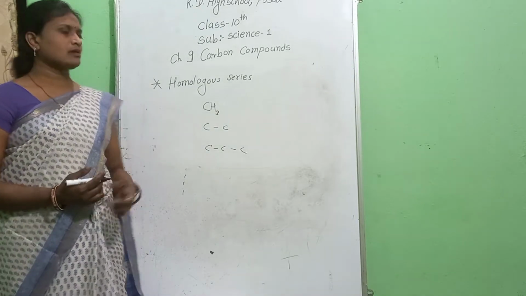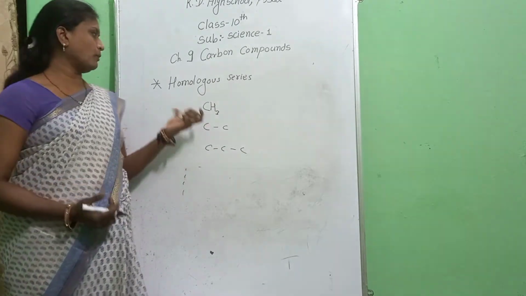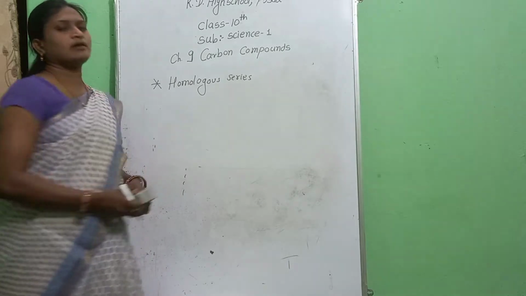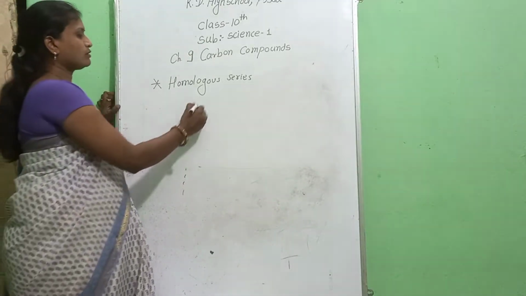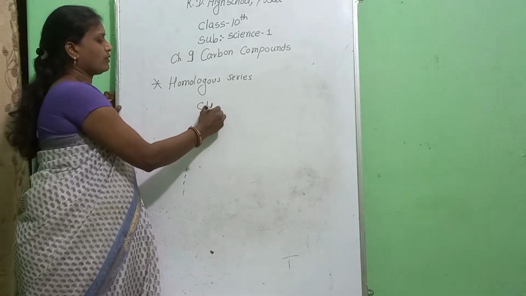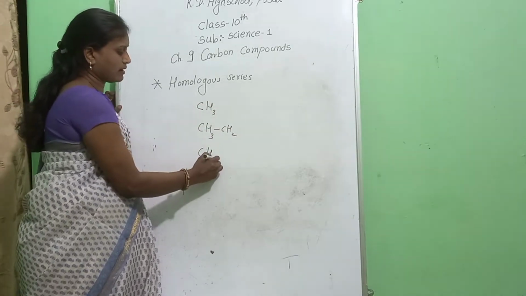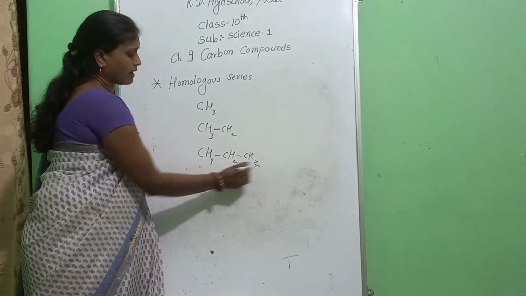Good morning dear students. Today we will discuss the carbon compounds chapter topic, that is homologous series. As you know, carbon can form a long chain of carbon atoms. Compounds can be made up of one carbon atom, two carbon atoms, three carbon atoms, and in this way we can form a long chain of carbon atoms.